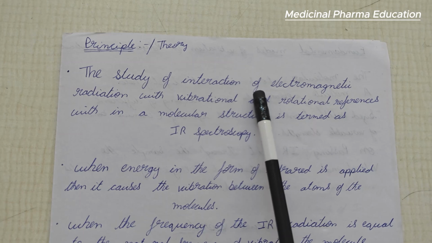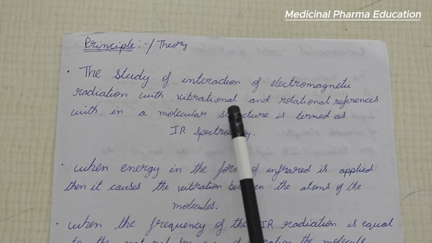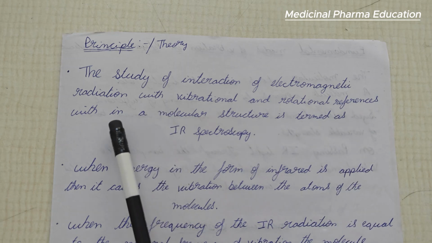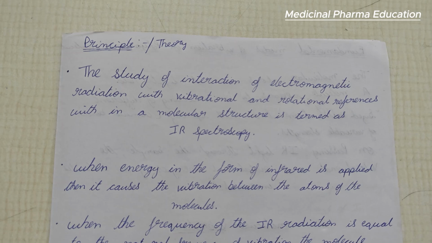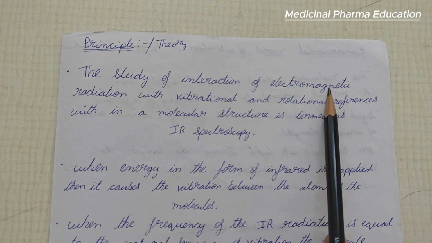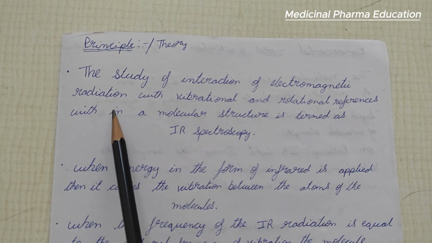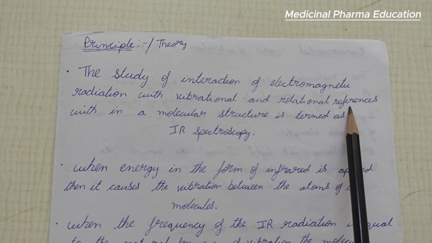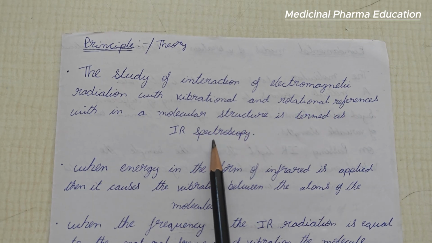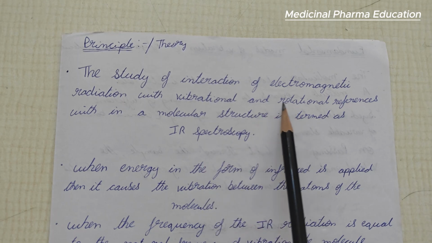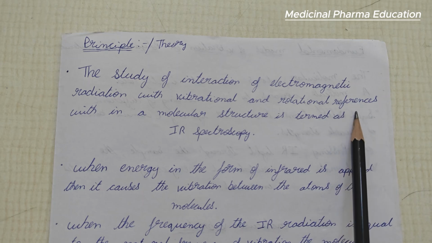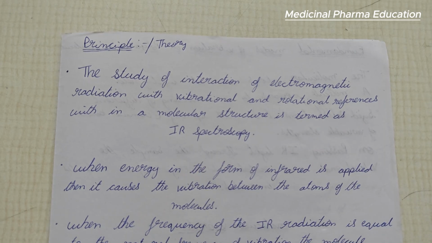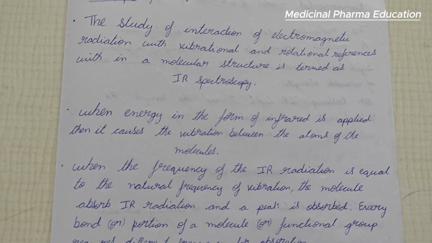The study of interactions of electromagnetic radiation with vibrational and rotational energy levels within a molecular structure is termed as IR spectroscopy. I already said that the interaction of electromagnetic radiation with vibrational and rotational levels within a molecular structure is termed as IR spectroscopy. As I said, when the IR radiation falls on the molecule, it undergoes vibrational rotational transition. These vibrational rotational transitions are studied under IR spectroscopy. I think you have got the point.